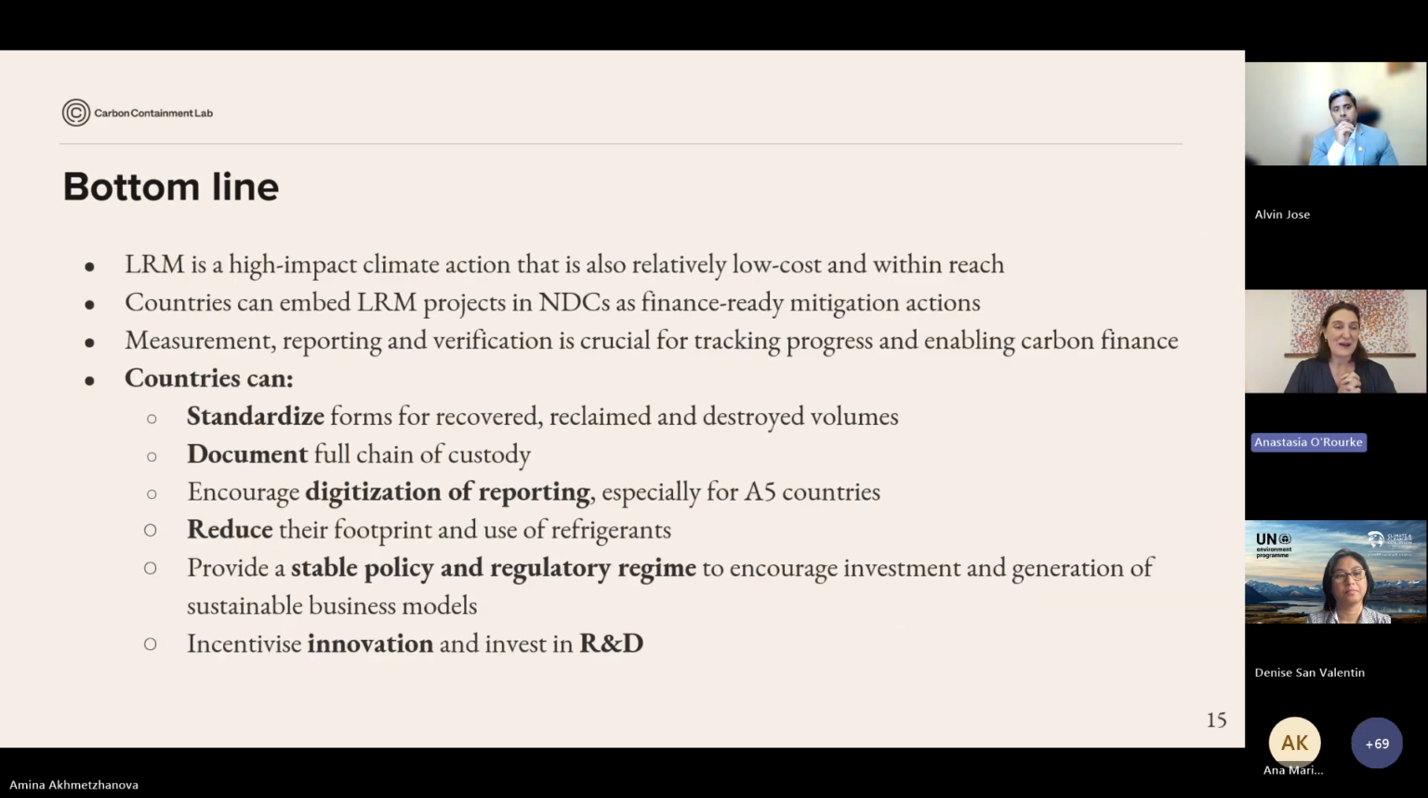So to wrap up, the bottom line here for us is that life cycle refrigerant management is a really high impact climate solution. We think it's relatively low cost and within reach. This is doable. Countries can embed projects into NDCs as sort of finance-ready mitigation actions. And measurement, reporting, verification is kind of critical here across all aspects of meeting our NDCs, but in particular in this area. So that's something to think about.